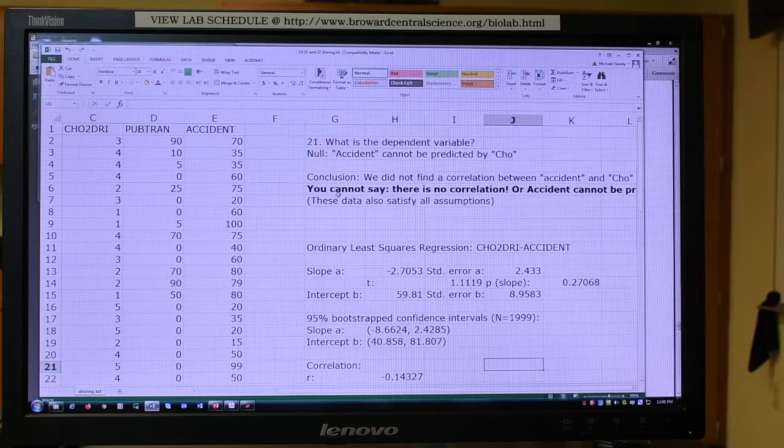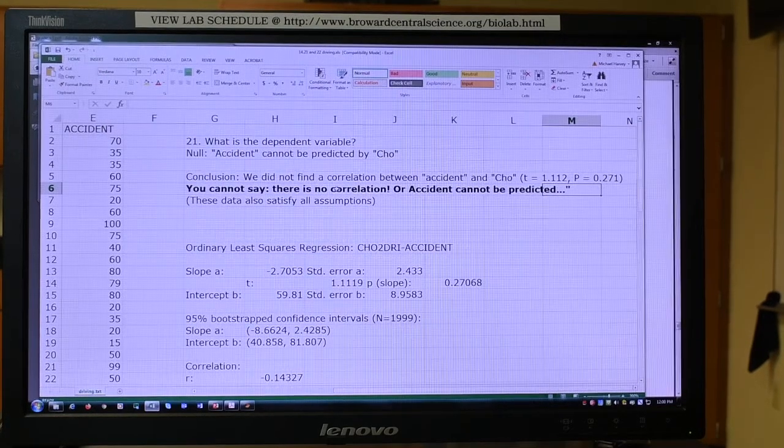Here's something you cannot say. You cannot say there is no correlation. There may be, we just may not have enough data to prove it. Remember, if you said that, then you would be accepting the null hypothesis. You also cannot say accidents cannot be predicted by choosing. You can't say that either. You have to be very careful not to accept the null hypothesis.